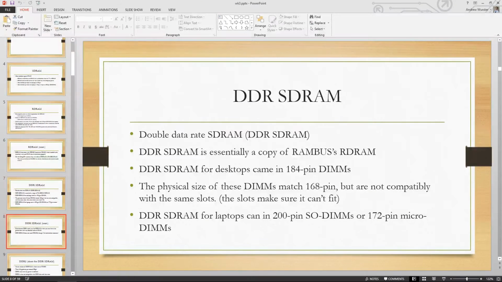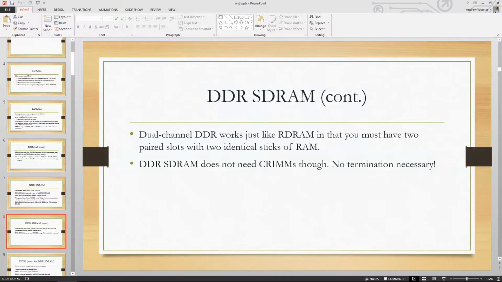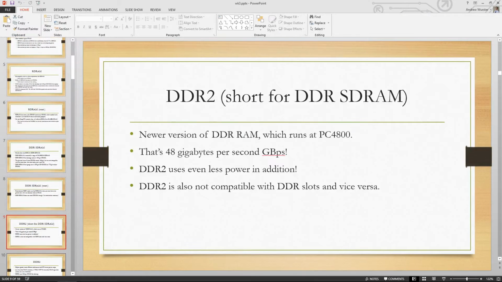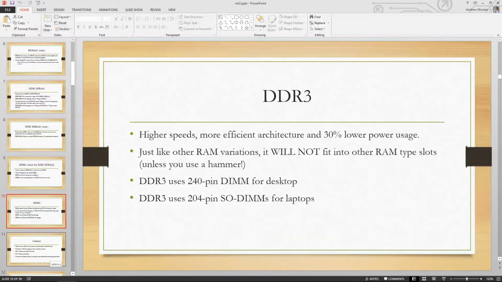Same thing, they have different frequencies available that make them faster or slower, and DDR just stands for double data rate SDRAM. That's all it is. Nothing too special except that you don't need to buy CRIMs to make it work. It just works. DDR2 and DDR3 are just faster and have more capacity crammed into a chip. That's all you need to know: as it increments up, they're just faster, with different pin counts.